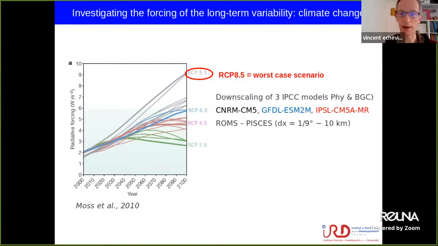And now, what we use is a ROMS PISCES model for Peru at 10 kilometer resolution. And which scenario did we choose? Well, we had no time to do all scenarios, so we chose the most pessimistic scenario, RCP 8.5, which is the worst case scenario in terms of radiative forcing.